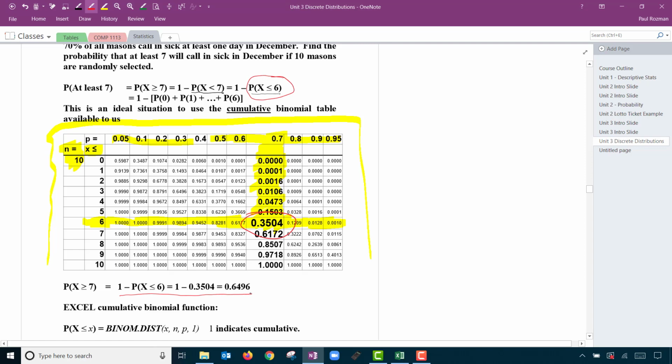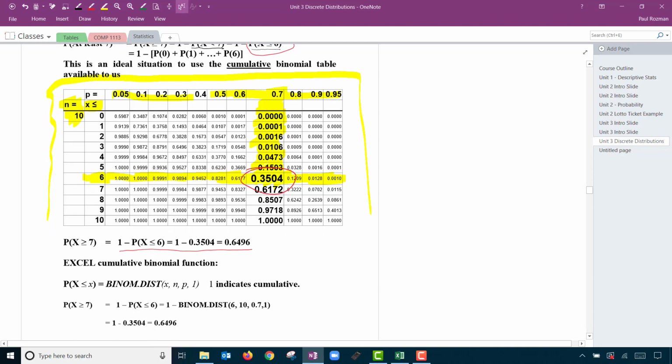Now, tables were really important before computers, I suppose, but now that we have computers, we should probably take advantage of them. Excel has a binomial function built right in. It's called BINOM.DIST. It will help us solve individual binomial probabilities, and it will also do these cumulative probabilities. In fact, that's how I built this table.